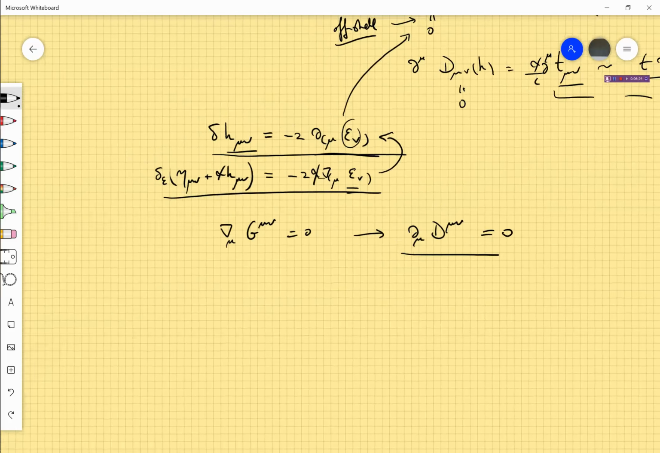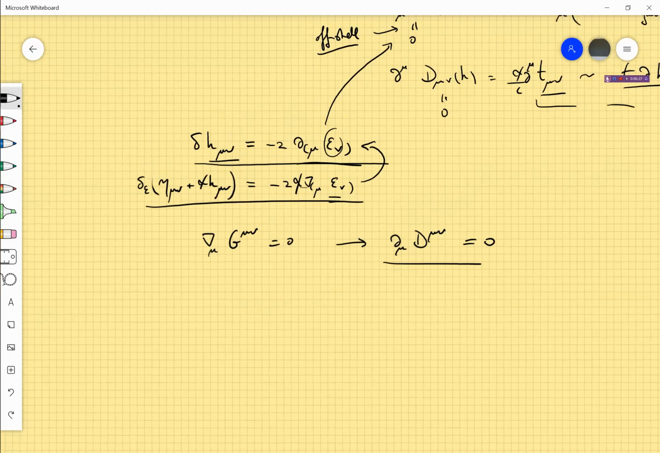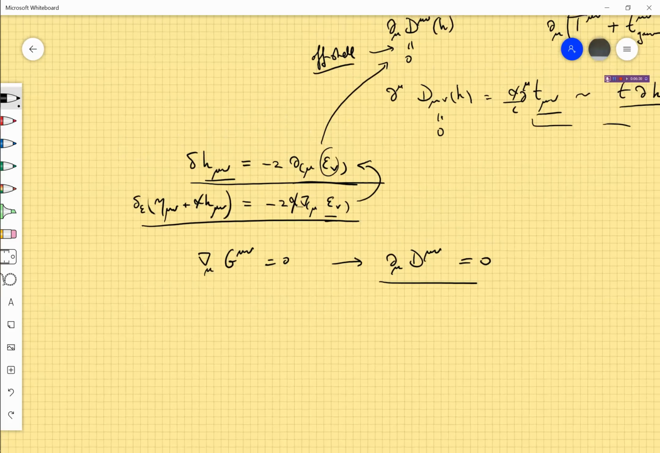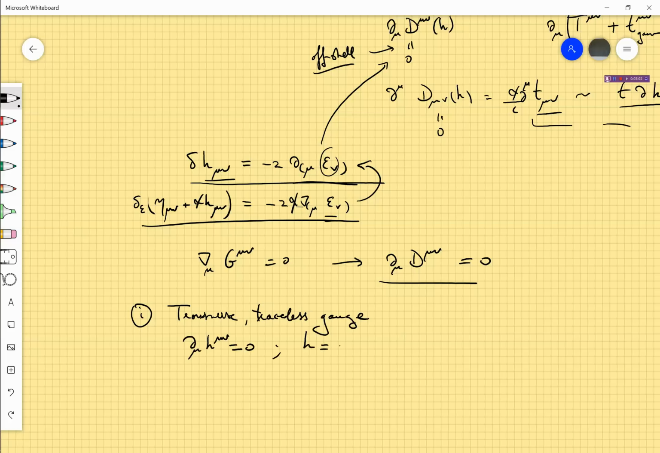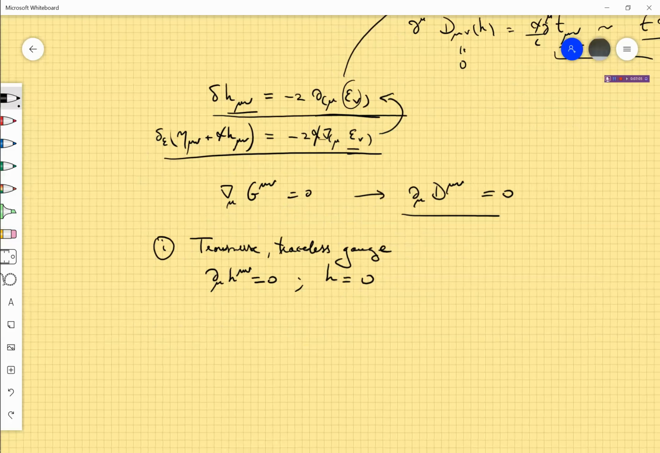If you have gauge symmetry, you can use this gauge symmetry to simplify the form of the equations, and by fixing the gauge, there are a couple of gauges which are very useful and commonly used. One of them is called the transverse traceless gauge. Transverse means that it satisfies this condition. Traceless means that the trace is 0. This greatly simplifies the equations.